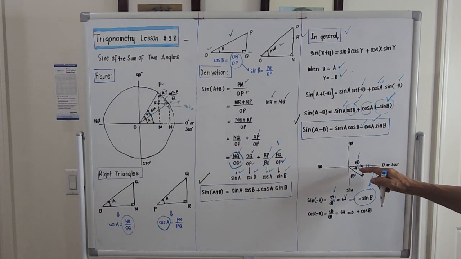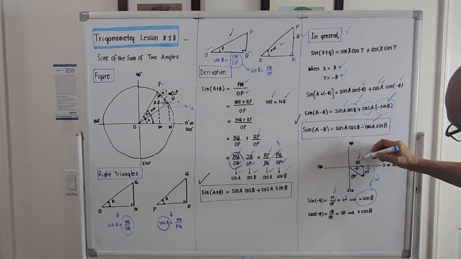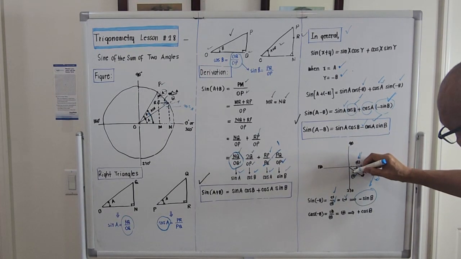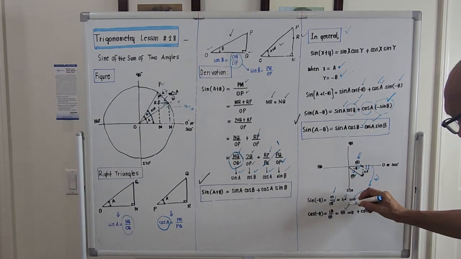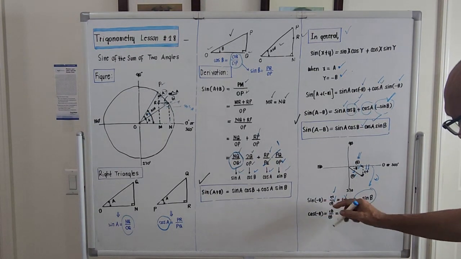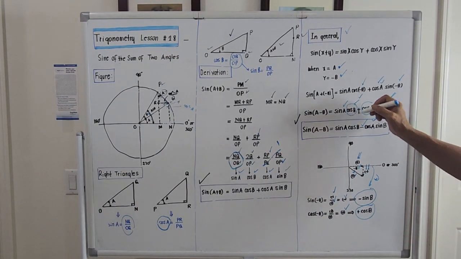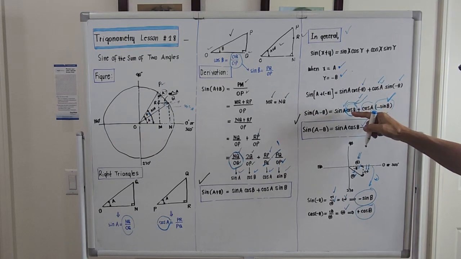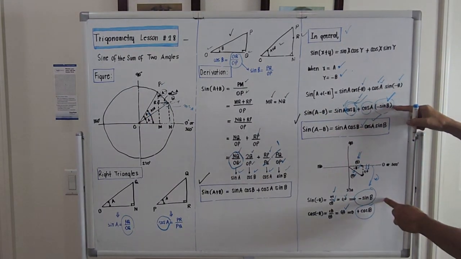And for the cosine of negative angle B, cosine is adjacent over hypotenuse. The hypotenuse is always a plus. So a plus over a plus will be a plus. So the cosine of negative angle B will be positive cosine of angle B. Plus cosine of angle B. This is negative sine of angle B.